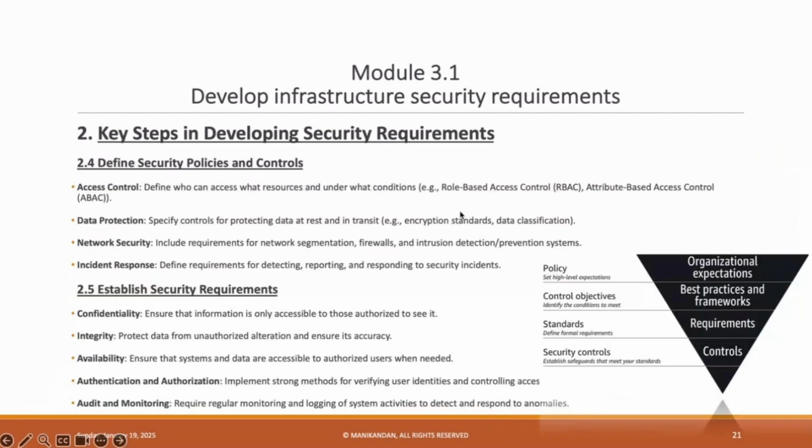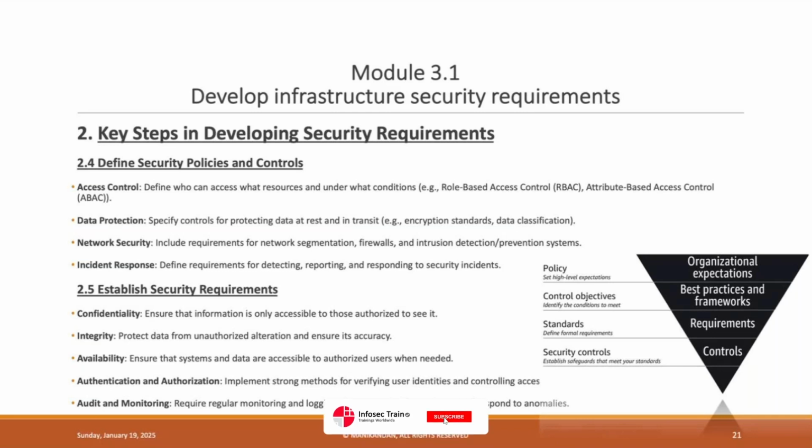Now, when we are talking about defining security policies and controls, one thing is access control. Access control talks about who can access what resources and under what conditions. We have role-based access control, rule-based access control, mandatory access control, discretionary access control, non-discretionary access control, and attribute-based access control. All these are different controls which we have.